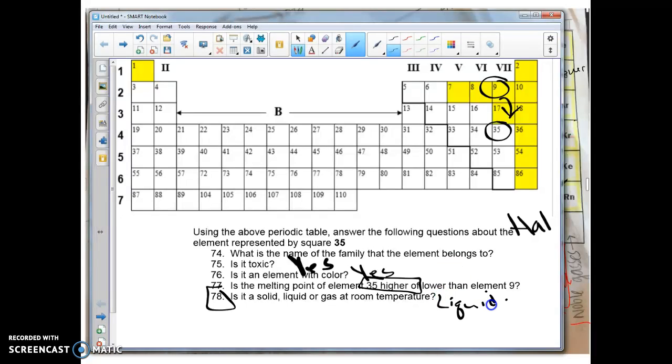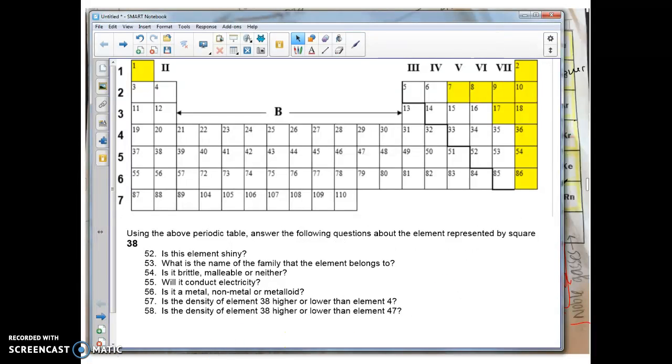Why don't you, I'm going to put a problem up next and see how you do. All right, so here's a different problem. It's now referring to square number 38. So why don't you pause, take a few minutes, and give this a shot.